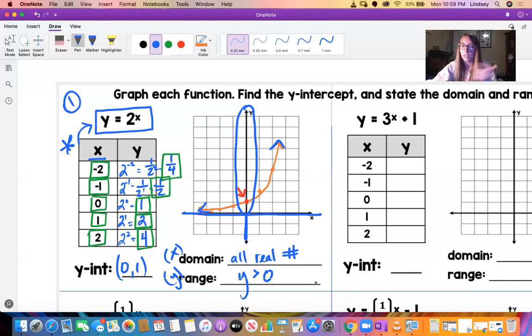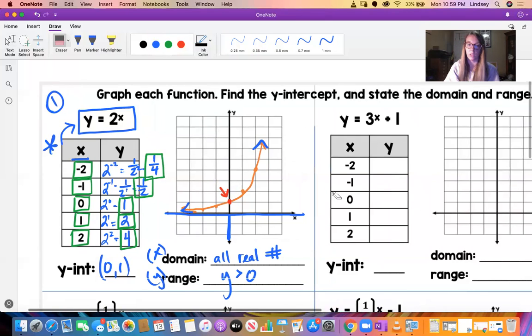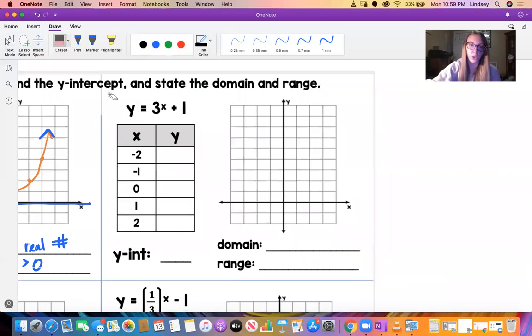All right. So once again, you can see that the graph here looks similar. You can see how it's growing exponentially. It's a nice big word for you. All right, number 2.